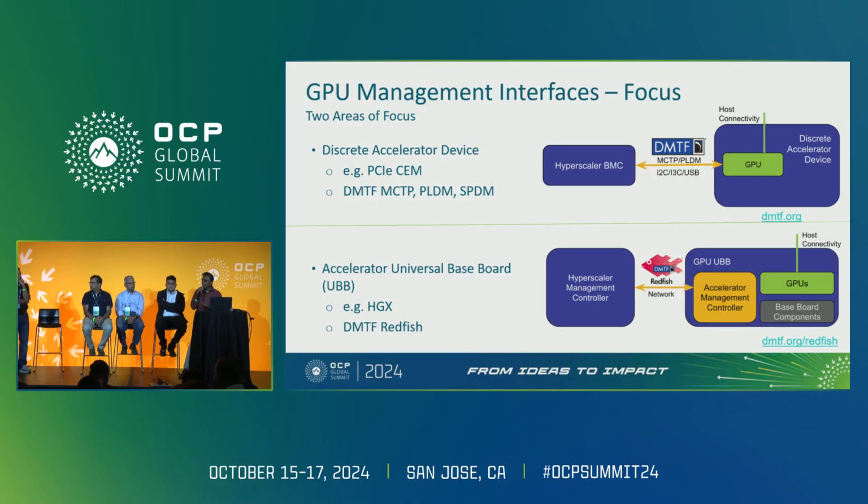That meets both the hyperscaler and vendor requirements. That's use case number one. And in the second use case, the area of focus is the UBB, Accelerator UBB.